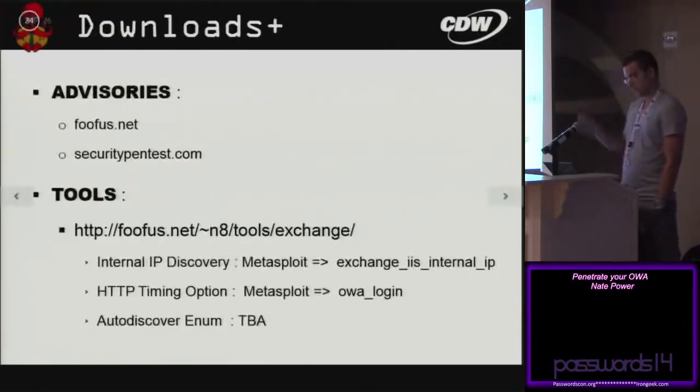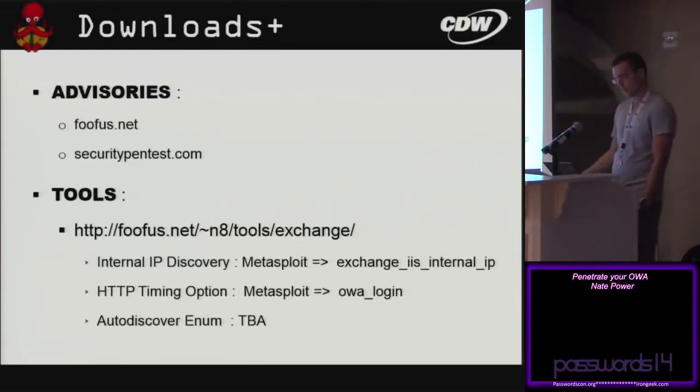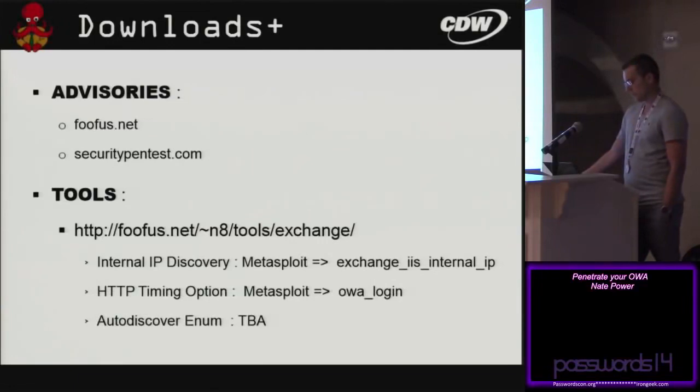Okay. So for your information, I just released advisories on these vulnerabilities last Friday. They can be found on our team blog or my personal blog. If you want access to the Metasploit module tools, they're out there on our blog. And I have plans to release the AutoDiscover enumeration tool. I just haven't got around to it, but I'm hoping to get accepted to DerbyCon, and I'll release it then.